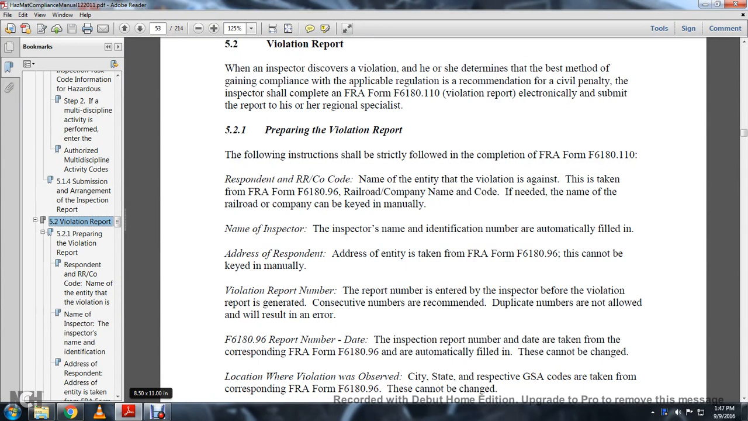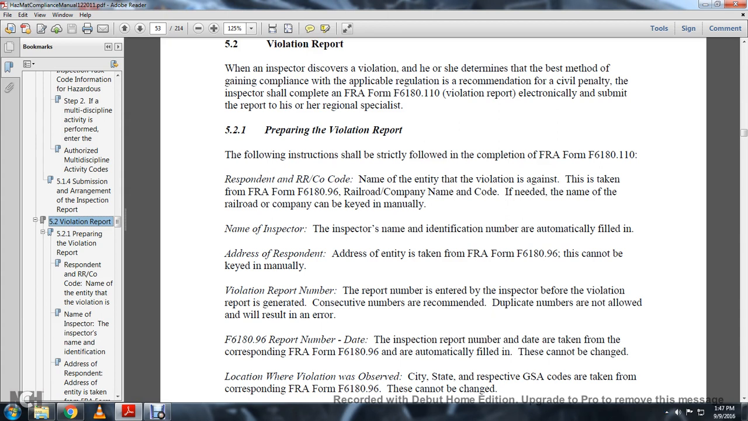Alright, moving on to Section 2 of Chapter 5. When an inspector discovers a violation, he or she determines the best method of gaining compliance with the applicable regulation, recommendation, civil penalty, but the inspector should complete the FRA Form 6180-110 violation report, electronically submit this report to his or her regional specialist.